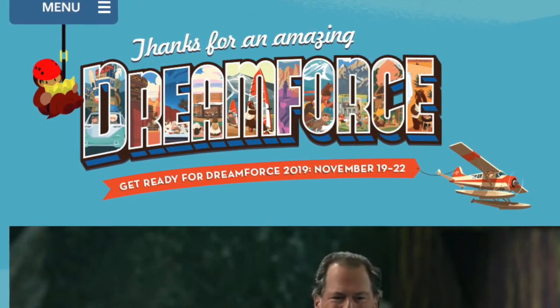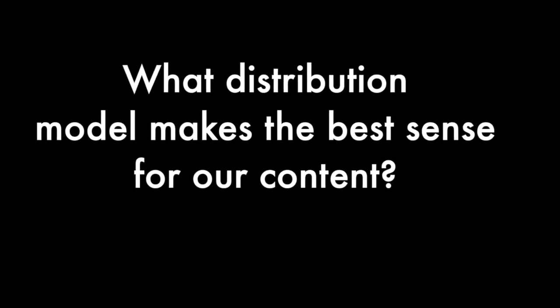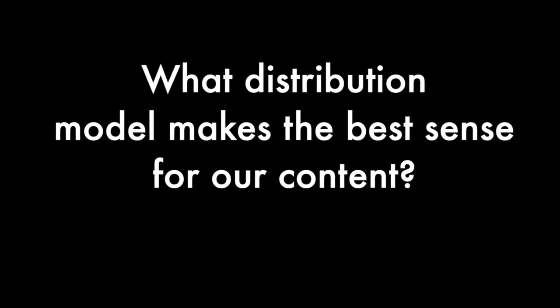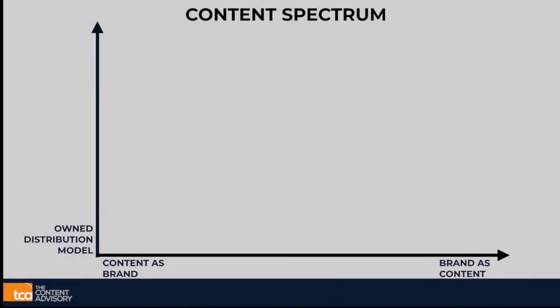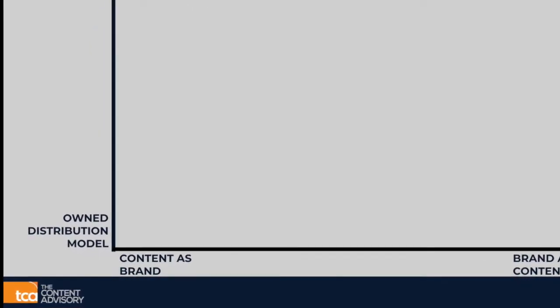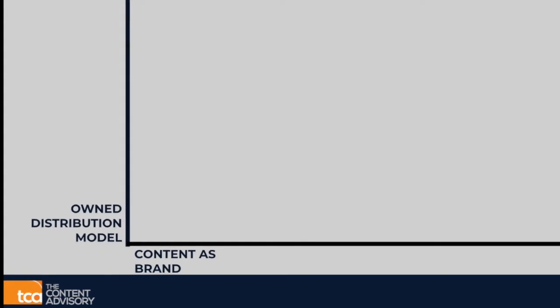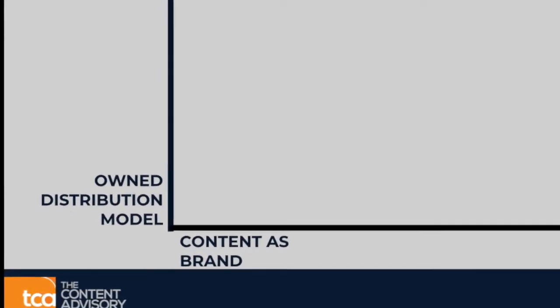Okay, and that brings us to our second question, which is this. What distribution model should we utilize for our content? Now, our answer to this question is also a spectrum, and we can look at it as our y-axis. Now, it's our content, of course. It's always our content, no matter how we distribute it. But the question is, how are we getting it in front of an audience?